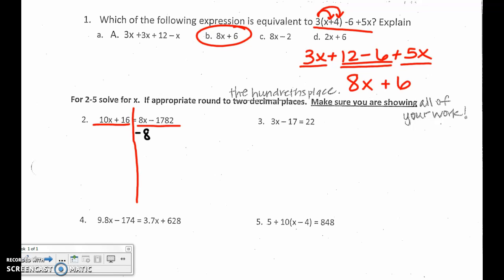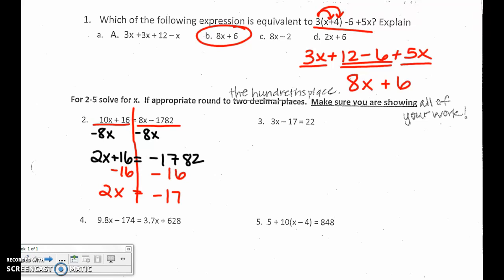So I'm going to subtract 8x from both sides first, because I want to move that variable over. So I get 2x plus 16 equals negative 1,782. And then I'm going to subtract 16, because this ends up being a two-step equation after that. So I get 2x equals negative 1,798. I'm going to divide by 2 on both sides. So when I get x by itself, I get negative 899 for my answer.